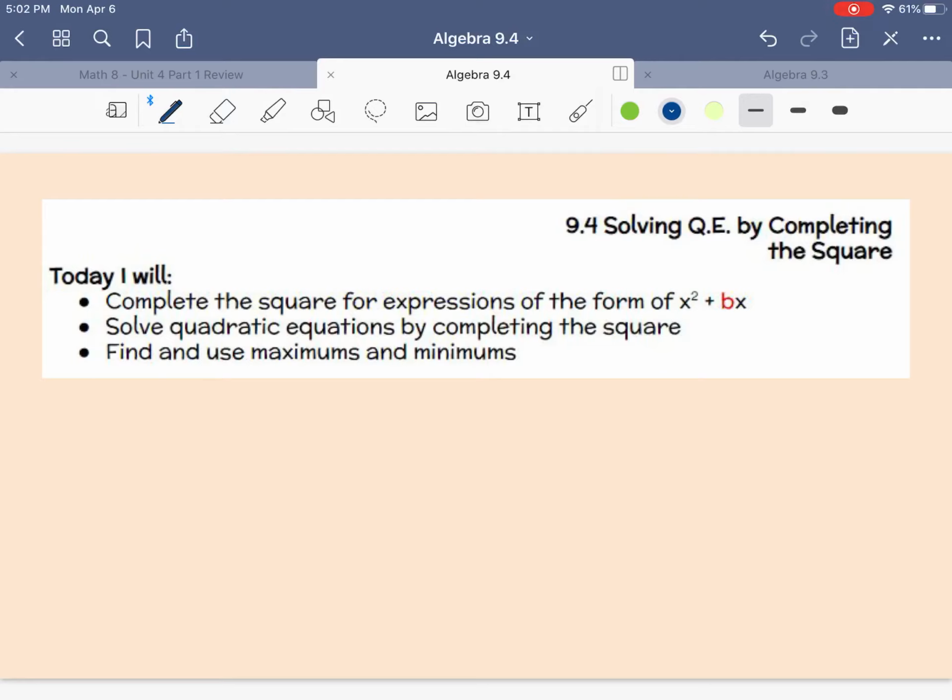of x squared plus bx. Yes, we have another form. Don't worry about memorizing any of these. Solve quadratic equations by completing the square, and then find and use minimums and maximums. Today, we are only going to be working on example 1. So that's the only one that we're doing today.